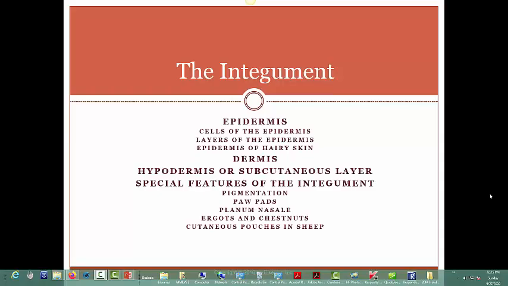So we're going to look at the integument and parts of it: the epidermis, the layers of the epidermis, and the different cells involved. The dermis, which is the underlying connective tissue of the epidermis. The hypodermis, or as we'll call it here, the subcutaneous layer, the layer between the dermis and the muscle and fascia and other tissues below. And then some special features of the integumentary system, things like pigmentation, paw pads, planum nasale, ergots and chestnuts in horses, and cutaneous pouches in sheep.